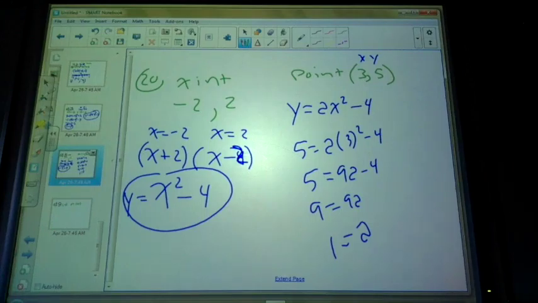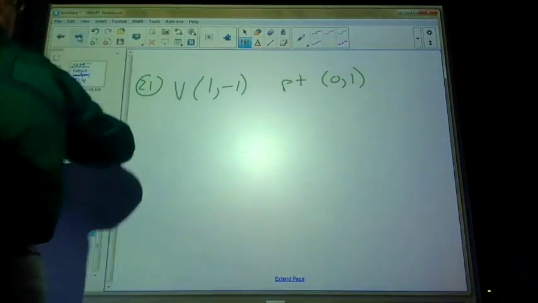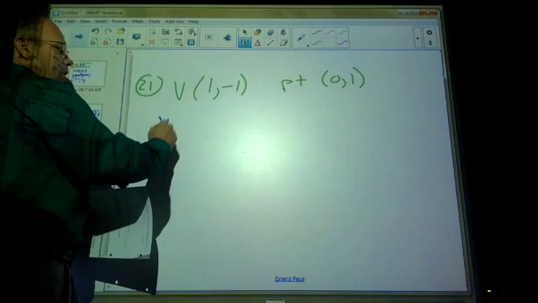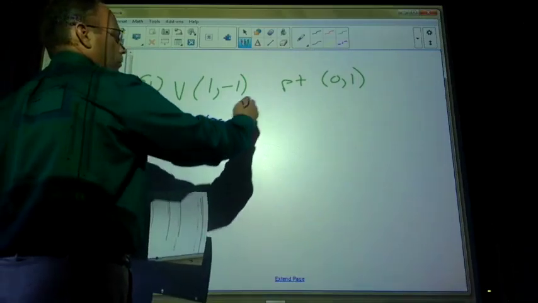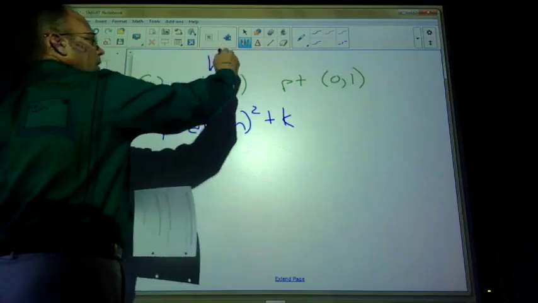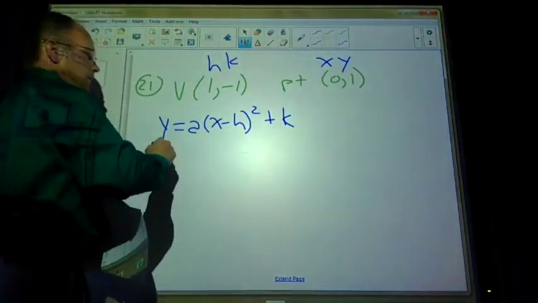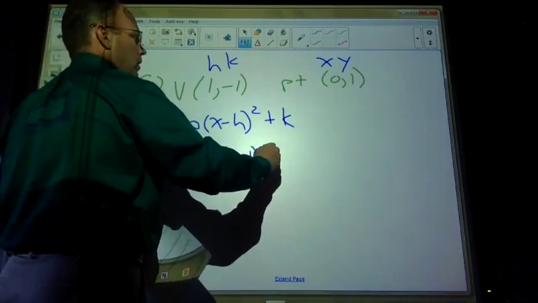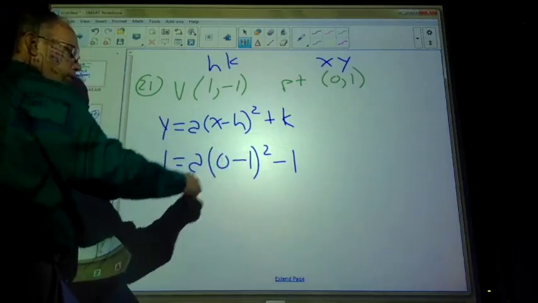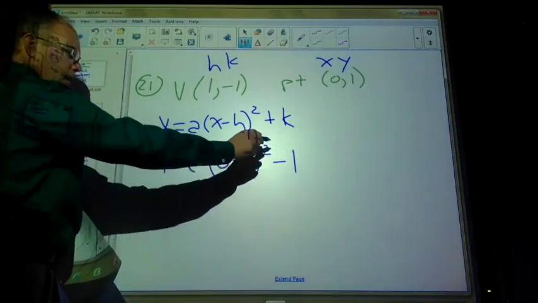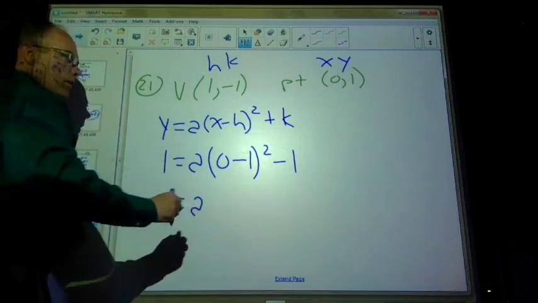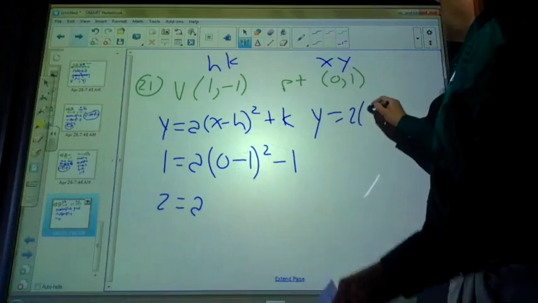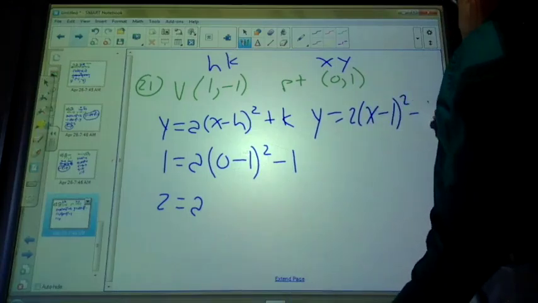Last one, you guys ready? Yeah. Vertex of 1, -1, passes through 0, 1. Okay, so I'm going to use my equation looking like this. That's h, that's k, that's x, that's y. So I get 1 equals a, don't know, x is 0, minus 1 squared minus 1. Do the math inside, that gives me 1a, which is a. Add that 1 over, so I get 2 equals a. So my equation, and I am done.